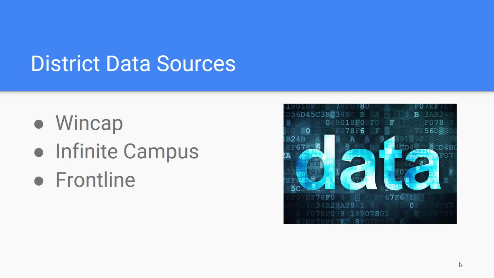As a district, we have 3 main data sources that control and house our main pieces of information. On the student front, that's Infinite Campus. That houses all of our student information as well as grades and family information, addresses. There is some staff information housed there for communication and for linking that to the students. However, the majority of our staff information is housed in WinCap and Frontline.